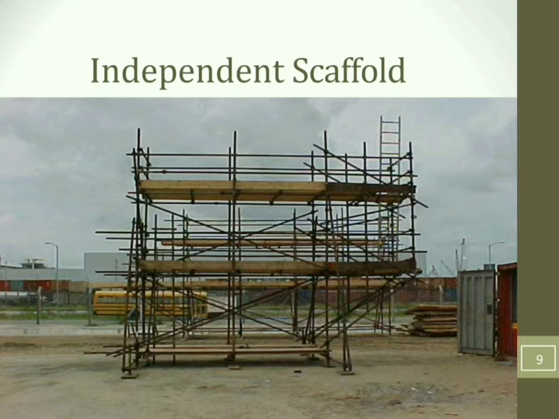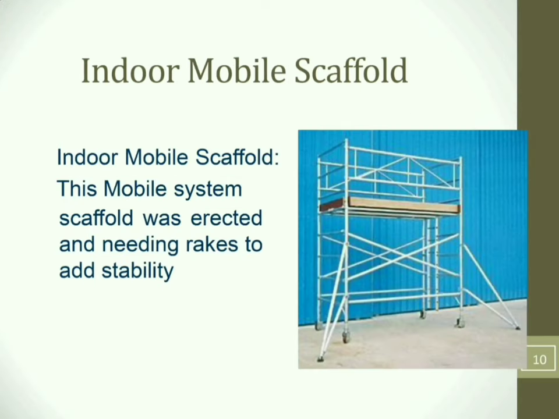And next one, indoor mobile scaffold. This mobile system scaffold is erected and needs racks to add stability. See the picture. In this picture, casters are also used. That means we need to provide an outrigger. That means for a work area above 2 meter height, at the same time, when wheels are also attached, we need to provide an outrigger. This is a common requirement.